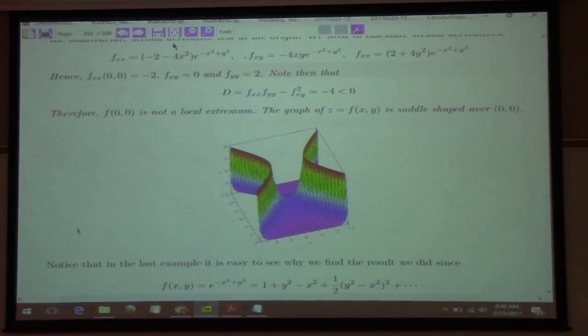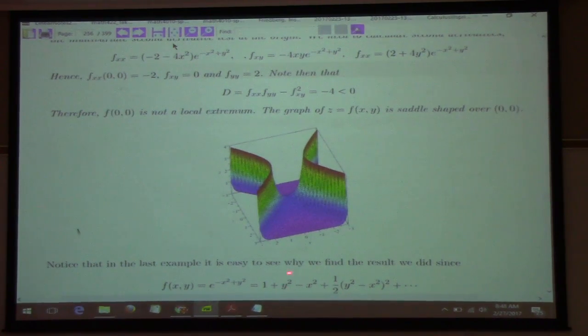But my point in this example is that, yeah, you could calculate the Hessian for e to the minus x squared plus y squared, right? Or you could look at the power series expansion. This is like exponential of that stuff, so that's 1 minus that stuff plus 1/2 times that stuff squared and so forth. So in this case, you can just see from this that the quadratic piece, the Hessian, is y squared minus x squared.